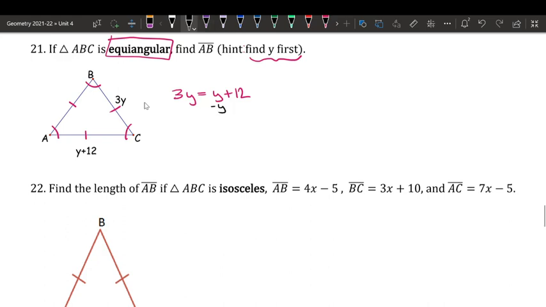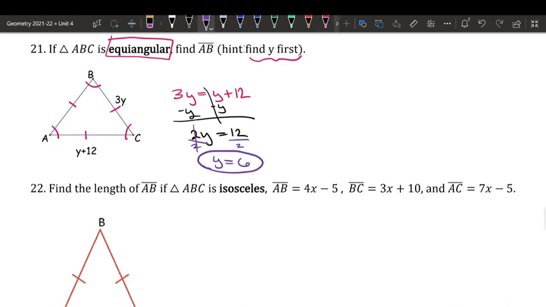Okay, so first I'm going to subtract the y. So 2y equals 12. And then I can divide by 2. So y equals 6. Now I have y equals 6, but that's not my answer because I was asked to find AB, not y.